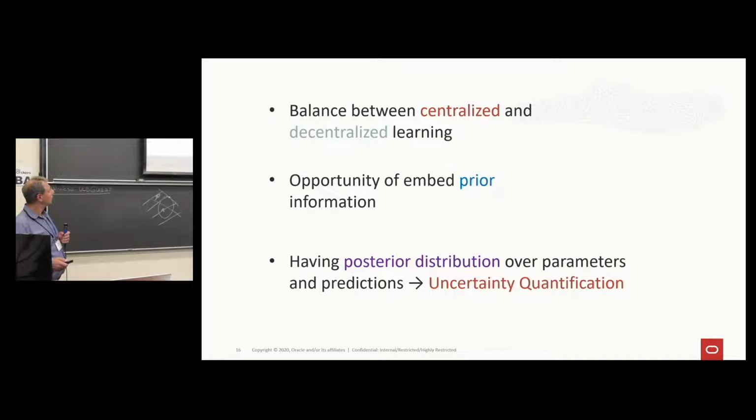And this is the model that we used. To summarize the model, it offers a balance between centralized and decentralized learning. It gives the opportunity of embedding prior information, and having a posterior distribution over the parameters is beneficial for uncertainty quantification, and we can have credible intervals for our predictions. So that's it for my part.